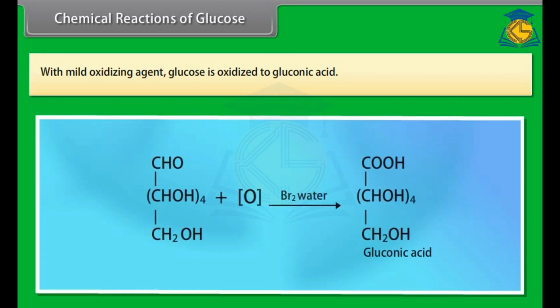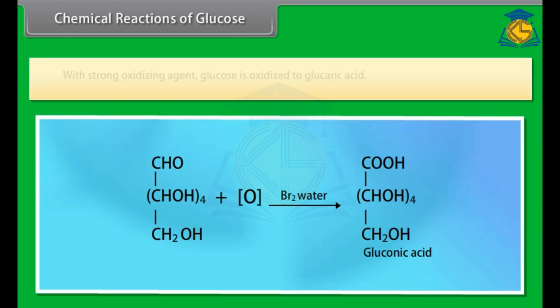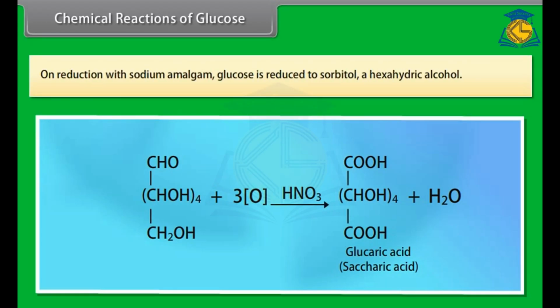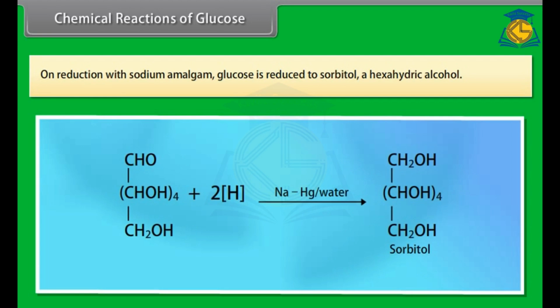With mild oxidizing agent, glucose is oxidized to gluconic acid. With strong oxidizing agent, glucose is oxidized to glucaric acid. On reduction with sodium amalgam, glucose is reduced to sorbitol, a hexahydric alcohol.